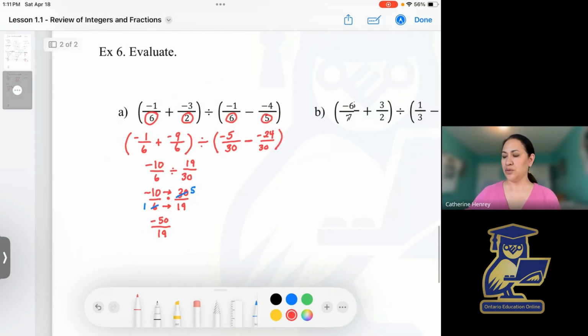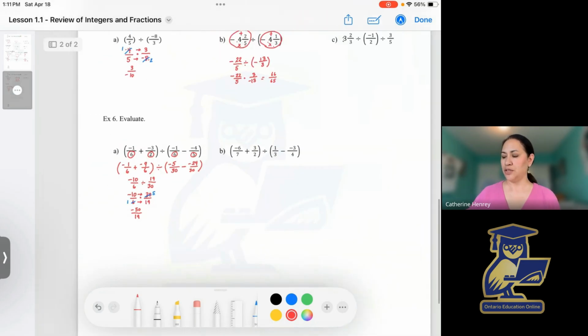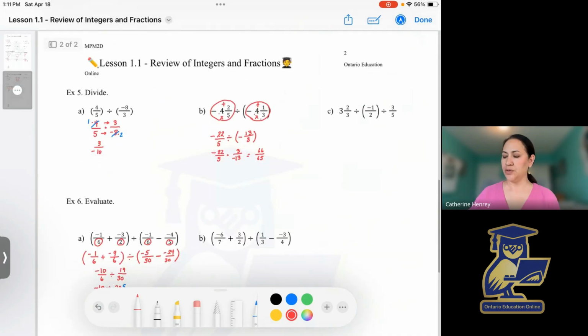So those are the examples that I wanted to go over with you, just to remind you of a couple of the rules of working with integers and fractions.